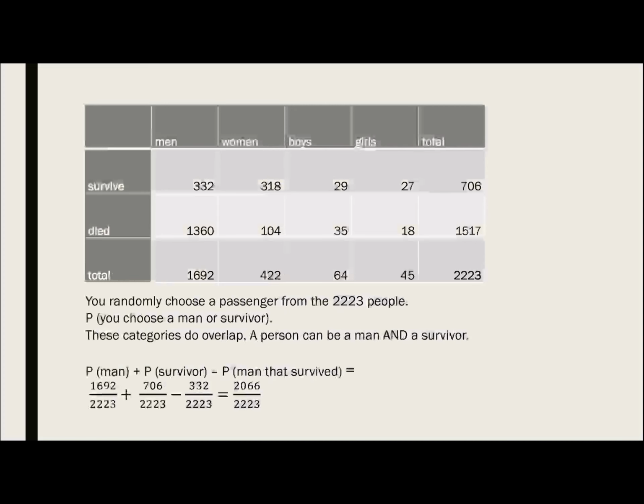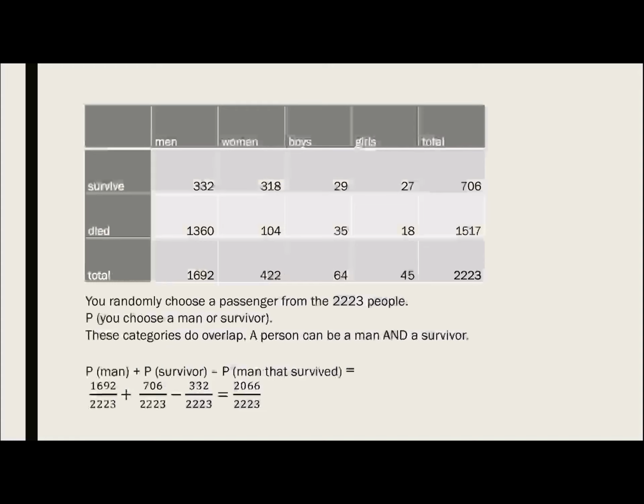What about the probability you choose a man or survivor? These categories do overlap. A person can be a man and a survivor. So for this probability, we're going to find the probability that you pick a man plus the probability you pick a survivor, but we have to subtract the probability of choosing a man that survived.